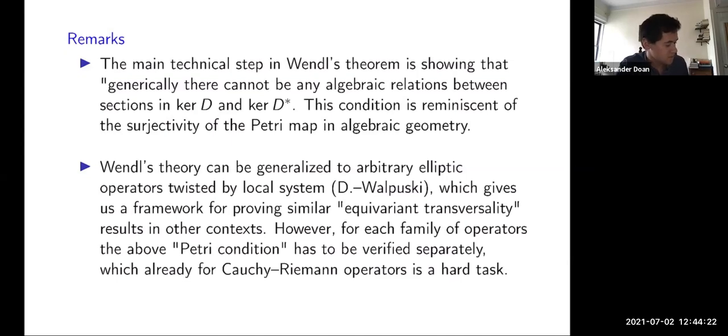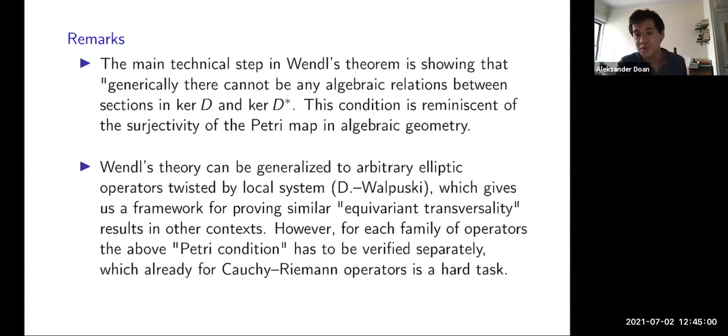And the second remark I want to make is that this theory that Chris Wendl developed can be generalized to arbitrary elliptic operators twisted by local systems. This is a joint project with Thomas Walpuski. So that gives us a general framework for proving similar equivariant transversality results in other contexts. Anytime you have some natural family of elliptic operators and you want to twist them by local systems, and you want to say that these twisted operators have kernels and cokernels of the right dimensions, then you can run this machinery.